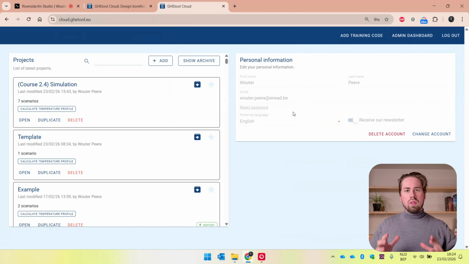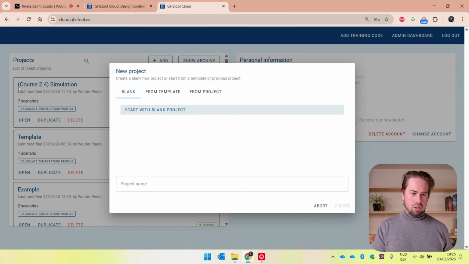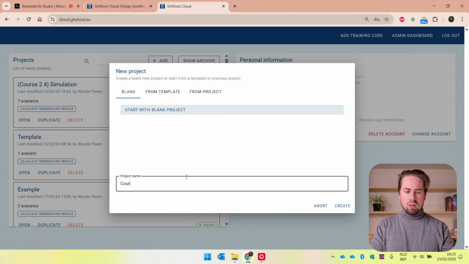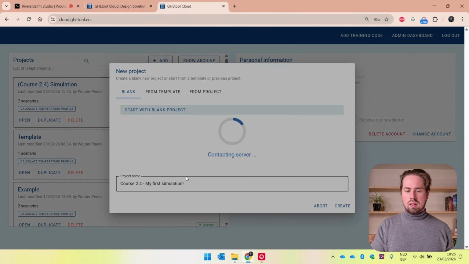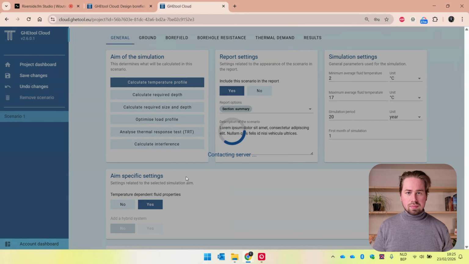So here we are on our project dashboard. Some more administration will be over on the admin dashboard, like company and licenses and layout of your custom report and so forth. And to the left, you will find all your projects. Now, let us go ahead and create a new project. As you can see, I already did some simulations to prepare for this chapter, but let's call it course 2.4, my first simulation. Let's go ahead and create this.